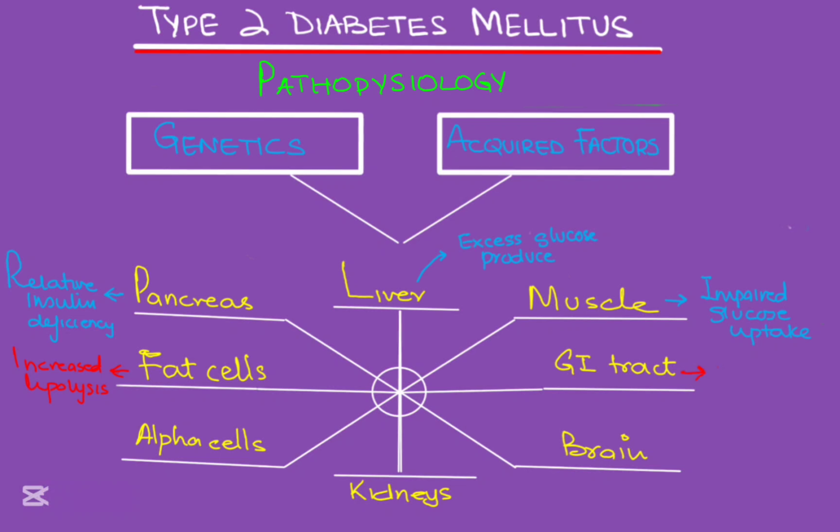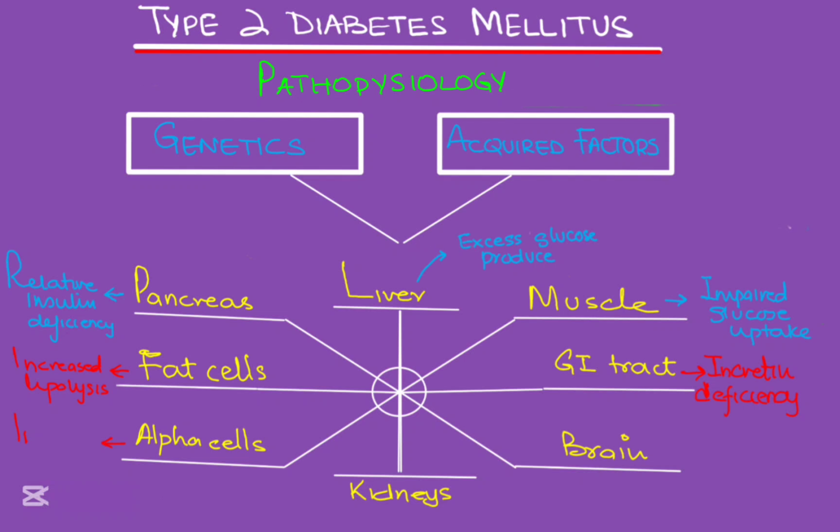Next, the gastrointestinal tract. Normally, incretin hormones like glucagon-like peptide 1 stimulate insulin release after meals. But in diabetes, their secretion is reduced, leading to weaker insulin responses and higher blood glucose levels.